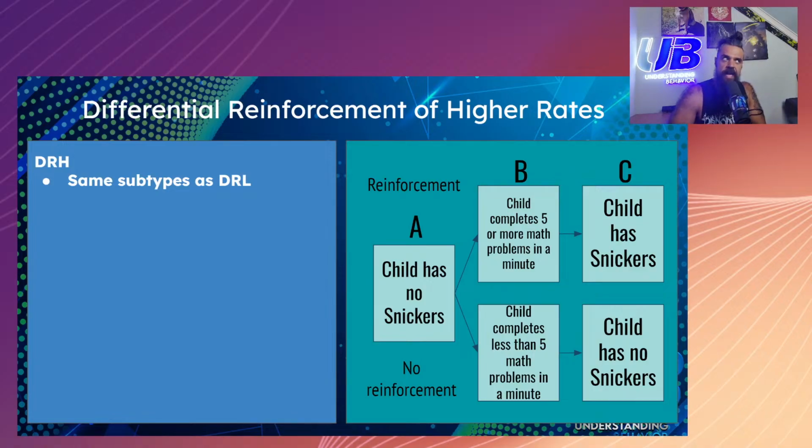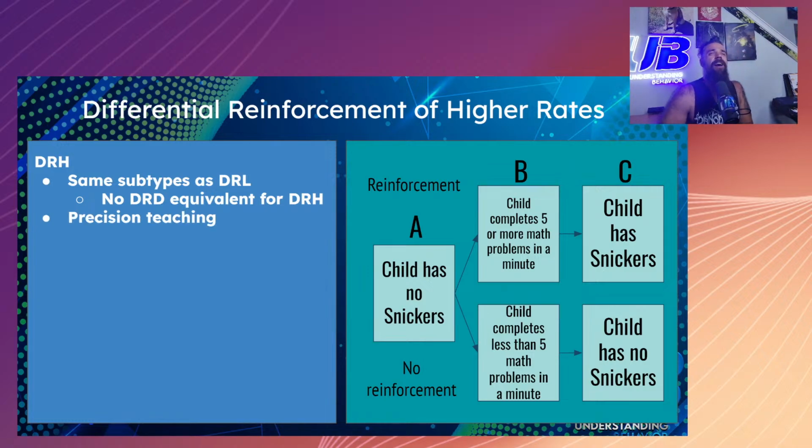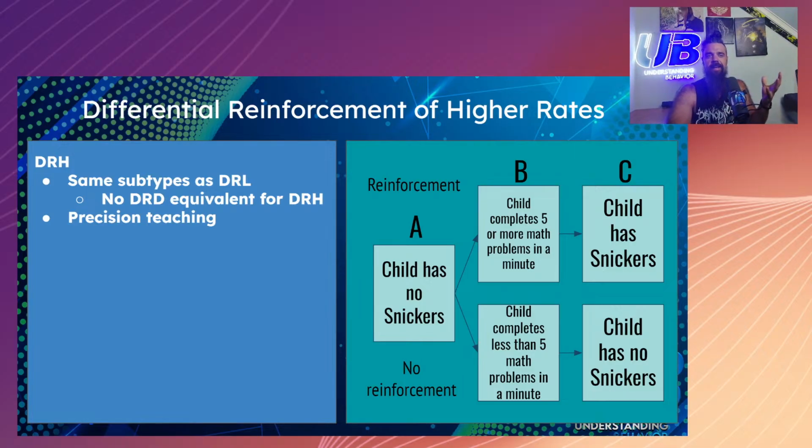So with DRH, we have the same exact subtypes as DRL. There is no DRD equivalent for DRH. So luckily the researchers were like, whew, we don't need this because it's stupid. We're listening to Nick and we don't need it. Oftentimes DRH is used in a procedure called precision teaching. And this is, again, where we try to teach faster rates of accurate responding. So DRH, we're working on getting faster rates of behavior, and it applies directly to precision teaching.